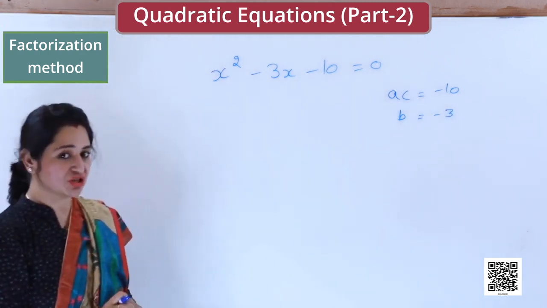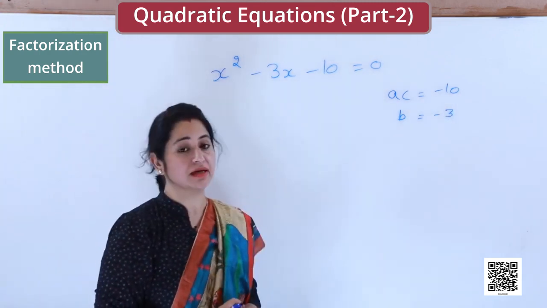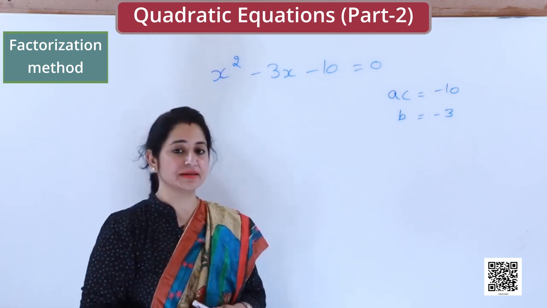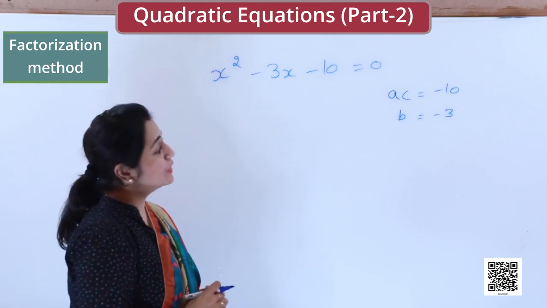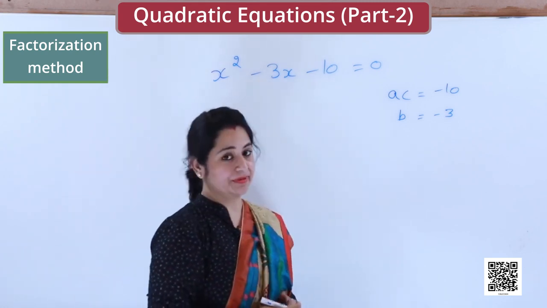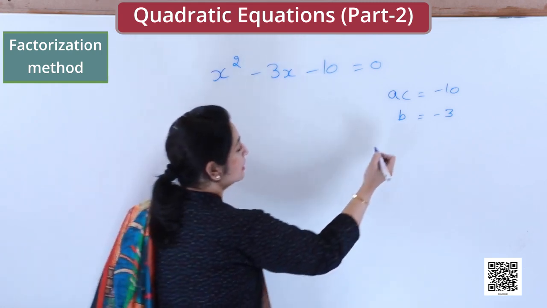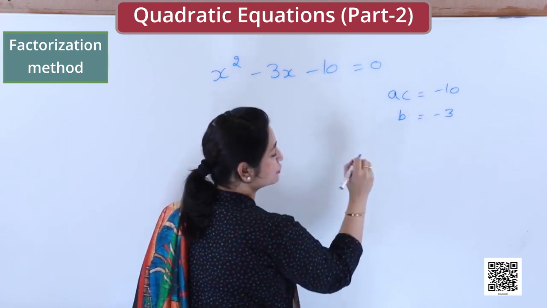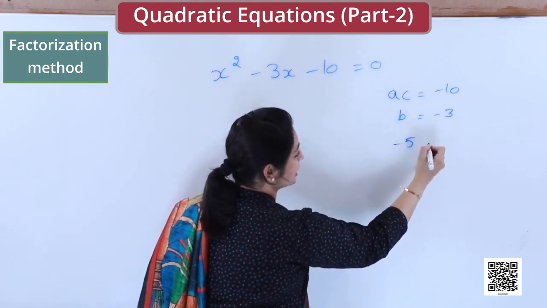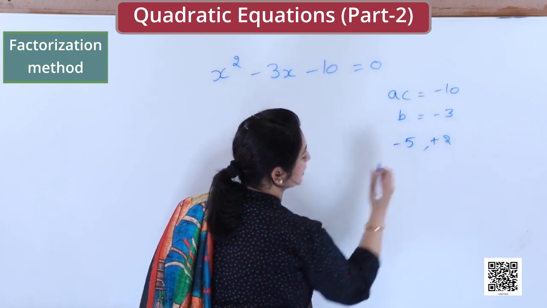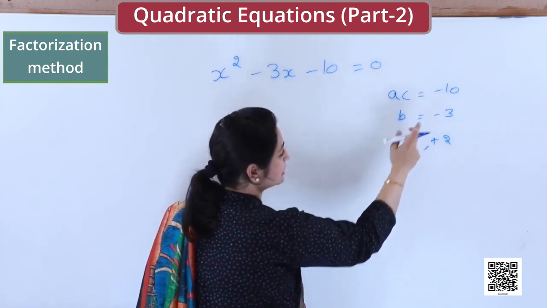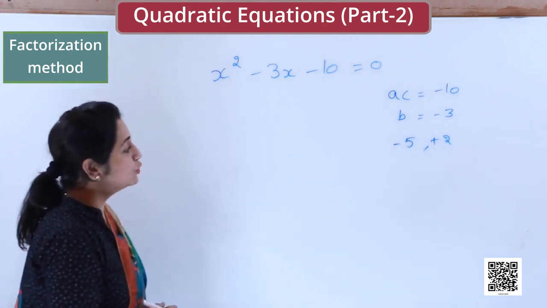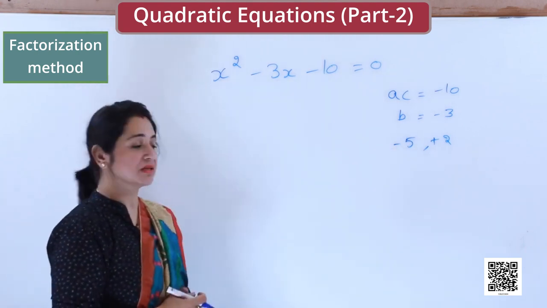Now we need two such numbers whose product is minus 10 and whose addition or subtraction is minus 3. So factorize 10, we get 2 and 5. So 2 and 5, can they make minus 3? Yes, they can make if we take one of them to be negative. So which one we should take negative? I think minus 5 and plus 2. If we multiply this, we will get minus 10 here, and if we add them, we will get minus 3. So our two numbers will be minus 5 and plus 2.